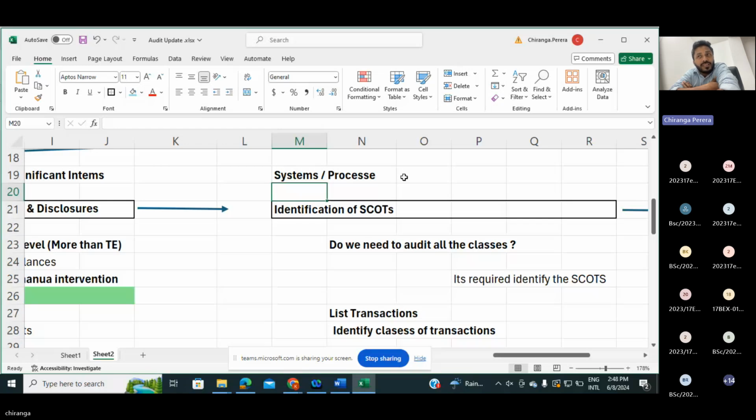So Scots, systems, processes mean a similar concept. You have to identify systems. How many systems have you identified in that company? If it is a manufacturing company, it may be 5-6 systems, right? Processes, Scots. If it is a bank, it may be 20-25 Scots, processes.